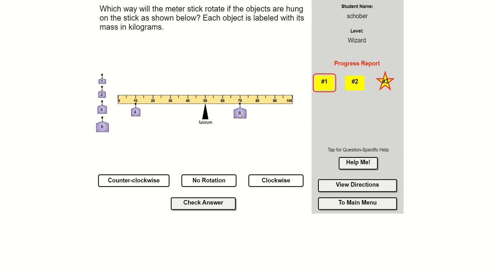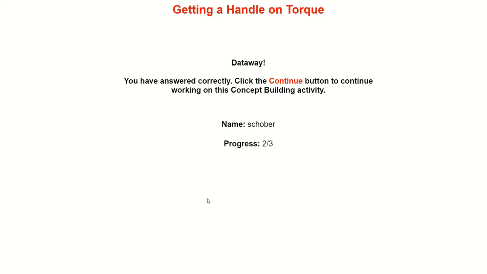Versus on the other side, 8 times, we're only 20 centimeters away from the axis on this side. So 8 times 20 is 160. 4 times 40 is 160. So 160 going in the counterclockwise direction and 160 going in the clockwise direction. Those two things sound like they're equal and opposite. So that means no rotation. Check that answer. We got our data away.